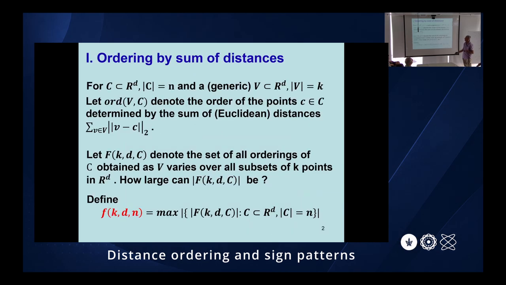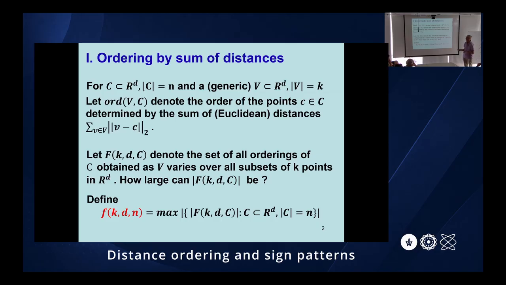So let me first tell you about the problem I want to address today: ordering points by sum of distances. It's very simple to state. We have a fixed set C of n points in d-dimensional space, and you can think even about d equals 2, which is equally interesting in the plane. Then we have another set V of vantage points, which are generic, and I'll soon say what I mean by this word.